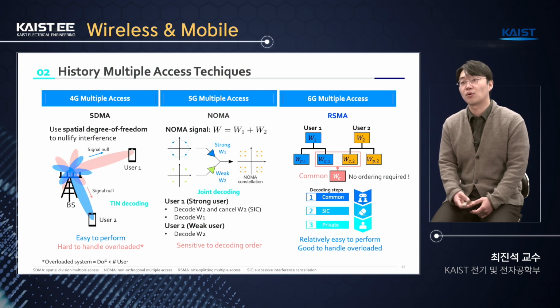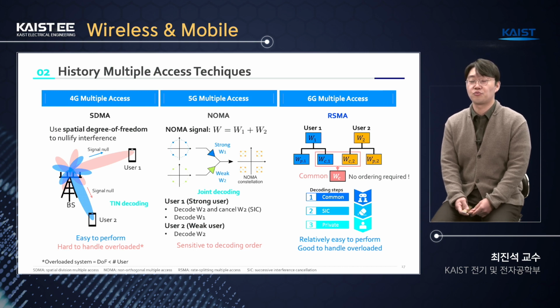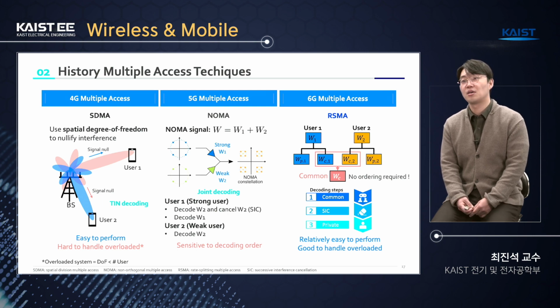Then when decoding its own signal, W1, it doesn't have any interference. But user 2, which is called the weak user, just has to decode its own signal without canceling user 1's signal. So it has interference. But in the sum rate, it's optimal. However, this is a technique very sensitive to the decoding order. Every time, we have to find out who's the strong user and who's the weak user.